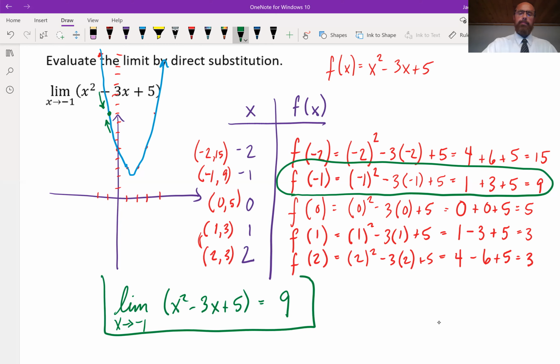So again, just to repeat the idea, this 9 is a y value. And it's the y value that the function approaches as the x value gets close to this specific number that's under the limit.